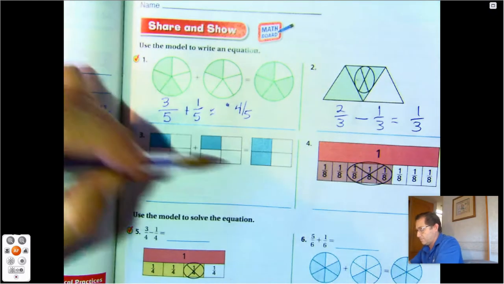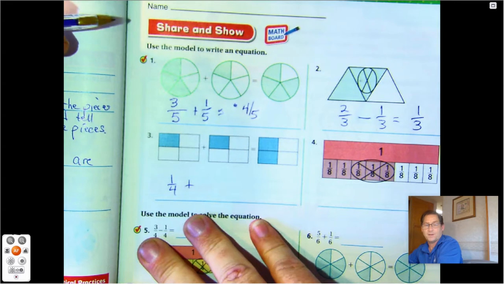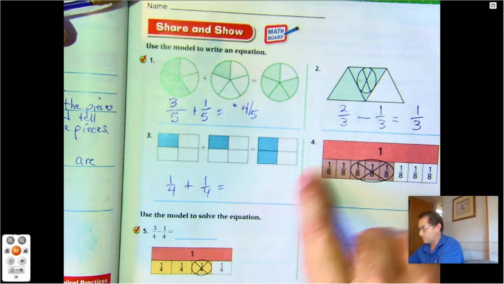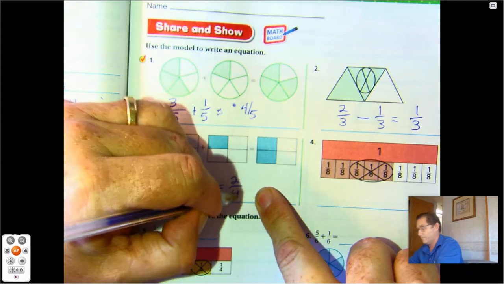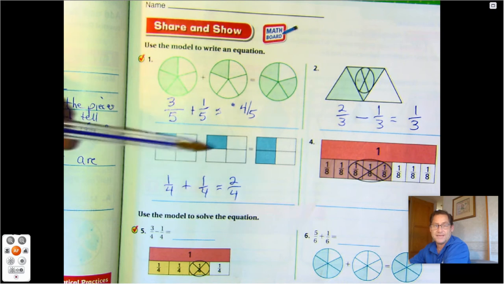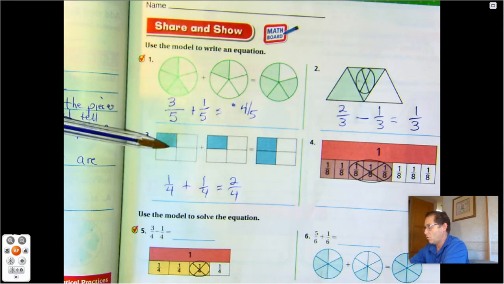Okay, so now let's continue. This time we have 1/4 square plus 1/4 square equals 2/4 square. Not hard. I can combine these because they are the same. They represent the same whole. So 1/4 of a whole, 1/4 of a whole, square.